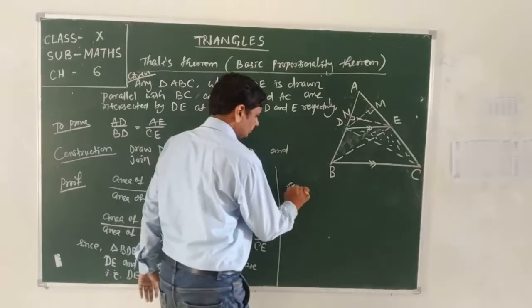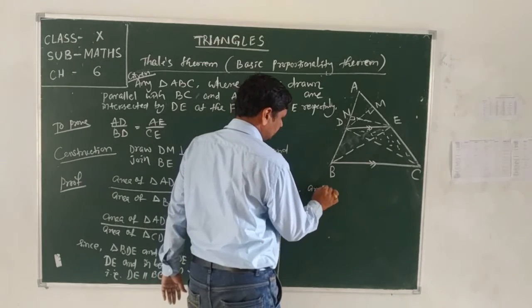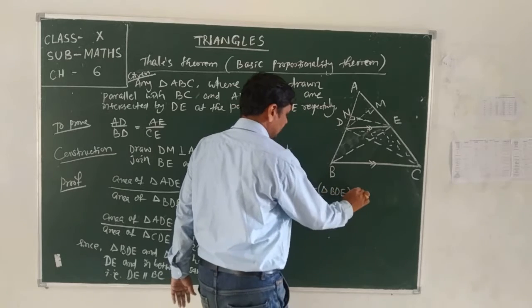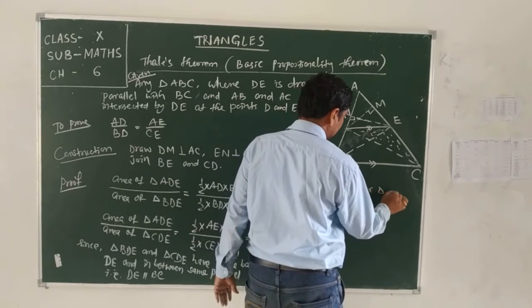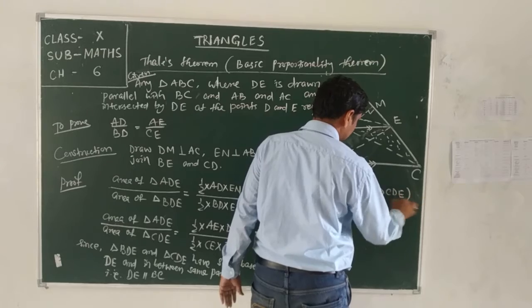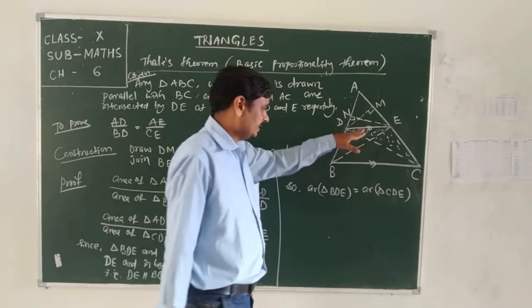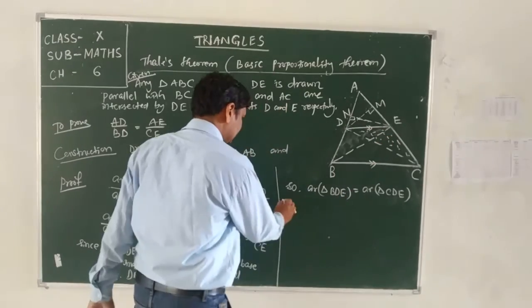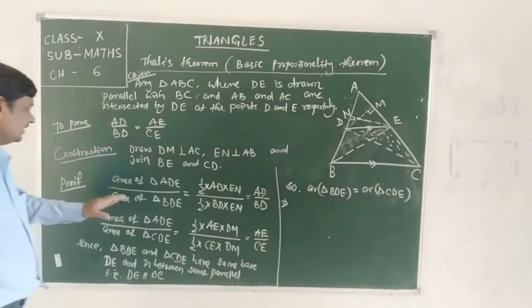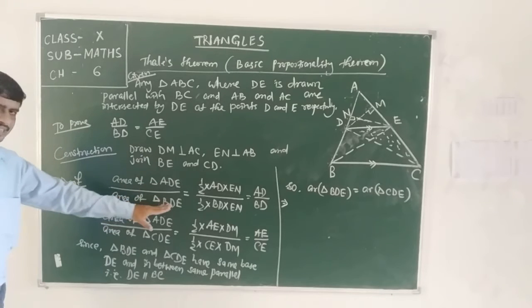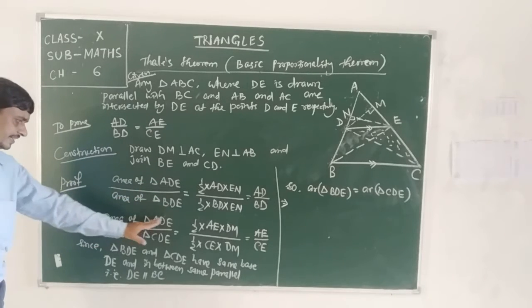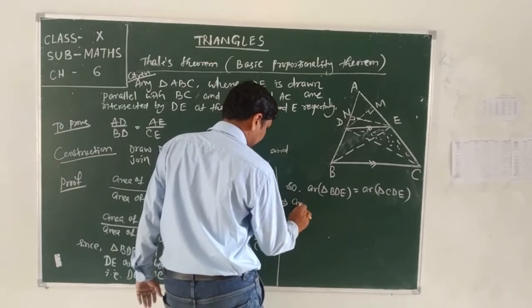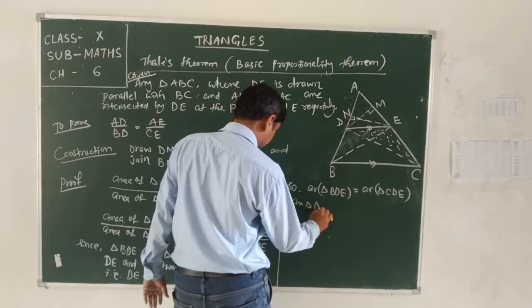So area of triangle BDE equals area of triangle CDE. Area of triangle BDE and area of triangle CDE both will be equal. This implies area of triangle ADE by area of triangle BDE must equal area of triangle ADE by area of triangle CDE.